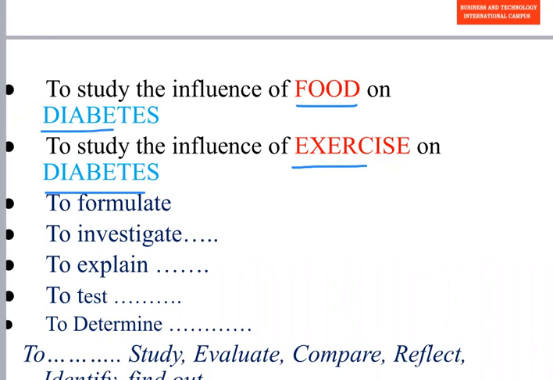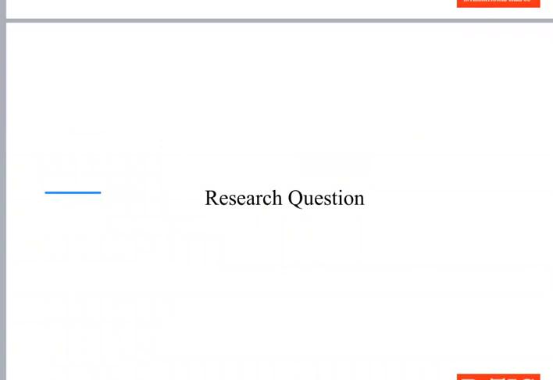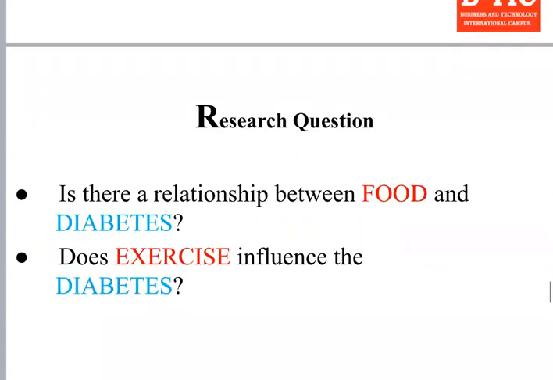So the number of factors is equal to the number of hypotheses you have, and the number of hypotheses you have is equal to the number of objectives you have. Next is the research question. Again, a simple story. If you have your research hypothesis, you make a question for each hypothesis. Your first hypothesis is that food has a relationship with diabetes, and the first research objective is to study the relationship between food and diabetes. To study this, you have to answer a question: is there a relationship between food and diabetes? Or, does exercise influence blood sugar or diabetes? Those are different ways of writing a question. You can use either way, but you have only got two research questions here.